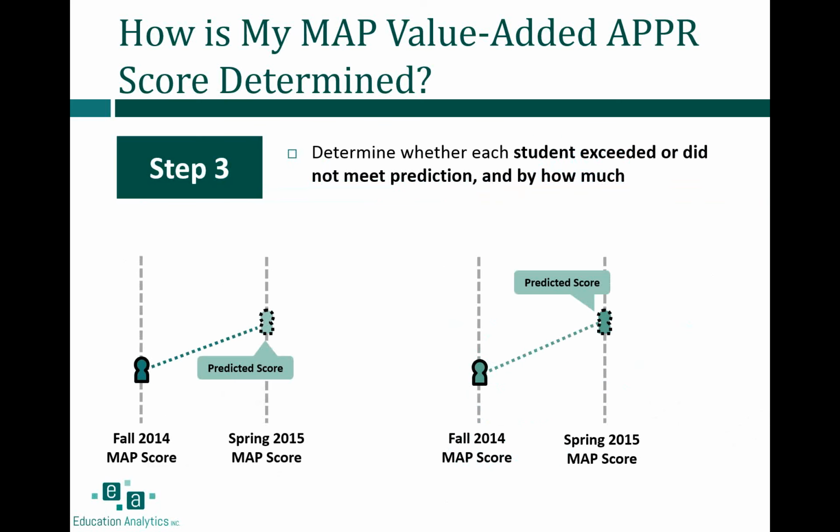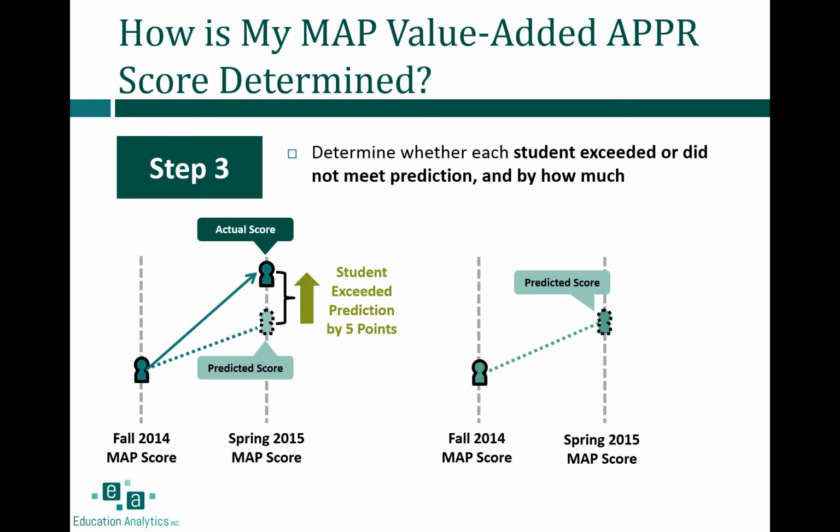The third step that we do is we then look at the actual test score of each student in the spring of each year, and then we find out if each student exceeded or did not meet that prediction, and by how much. On the left, we have an example of the actual score for a student being higher than that predicted score. Again, that predicted score is customized for the characteristics and starting point of this particular student. In this case, that student's actual score was higher than we predicted, meaning the student exceeded their prediction by 5 points.